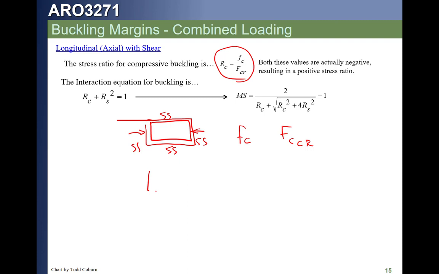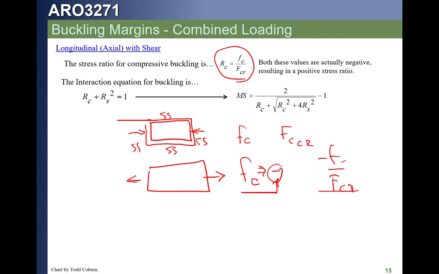Now, if instead we had tension on that same exact panel, we can calculate a compressive stress. The compressive stress in that case is going to be negative, because that's not compression, that's tension. When we write our stress ratio, we've got F critical, and we've got a negative Fc because we have tension. What that's going to end up doing is giving you a negative stress ratio RC. So if you have compression, you're going to get a positive value of RC going here and here. If you have tension, you're going to get a negative value of RC going here and here.